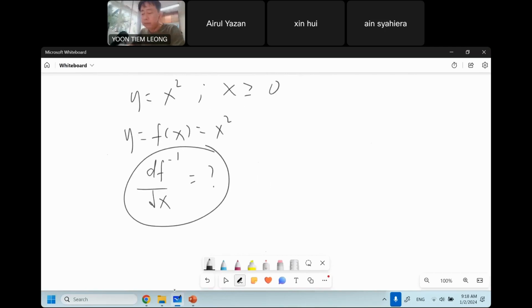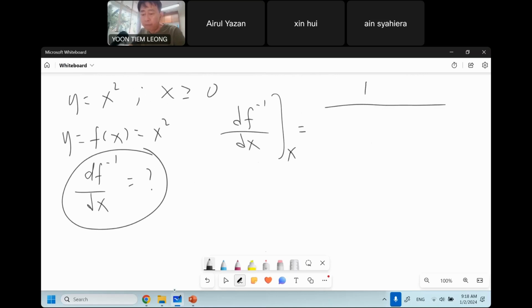I'll proceed by using the formula that the derivative of the inverse function at any point x is simply given by 1 over the derivative of the function evaluated at x, where x is to be replaced by the expression of the inverse function. People get confused because of this statement, which is the second step in the calculation. So I'm going to demonstrate how you do that.